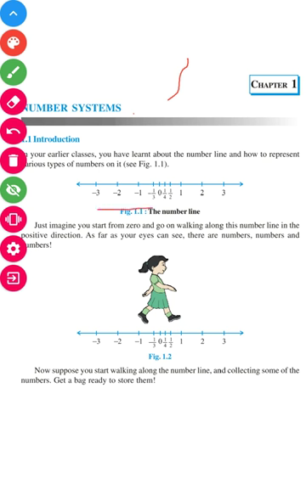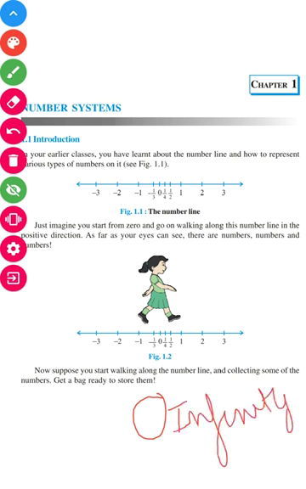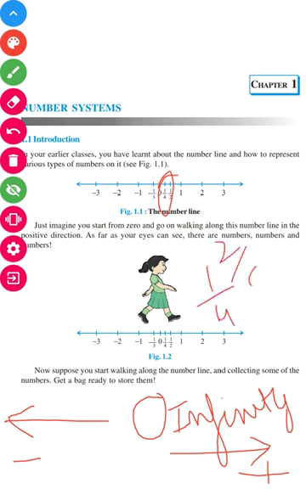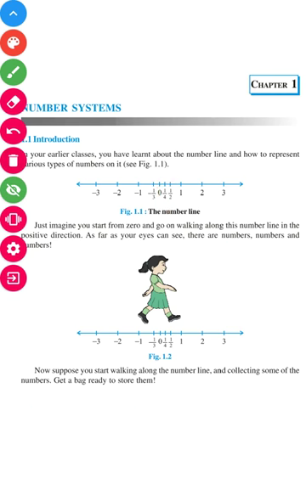When we add these negative numbers, here is 0 and here is infinity on the positive side, and here is the same on the negative side. There are also the fractional numbers like 1/4, 2/5, 3/7, and so on. Then they are called rational numbers.